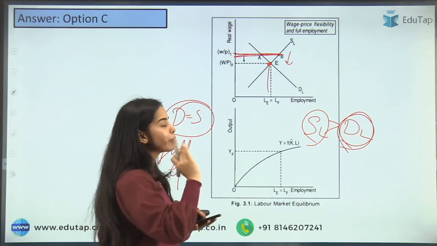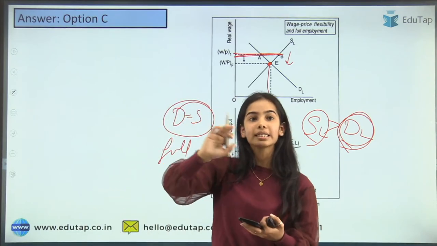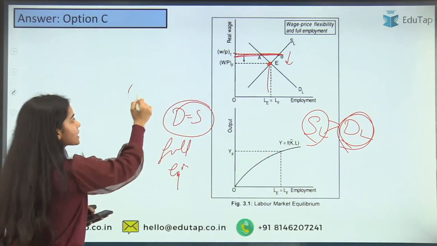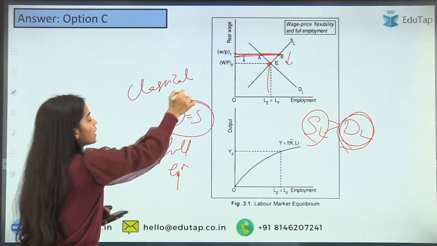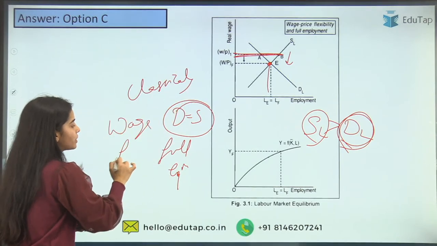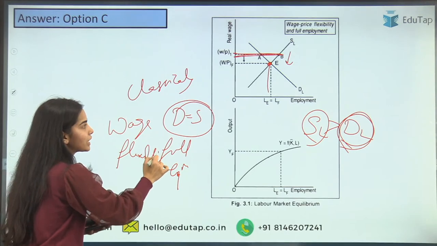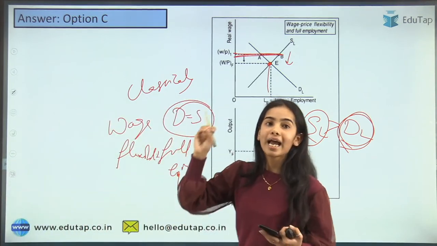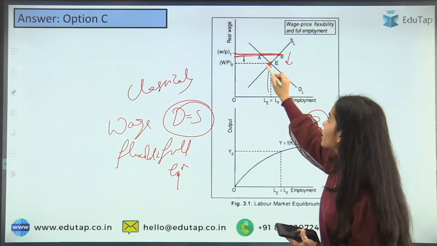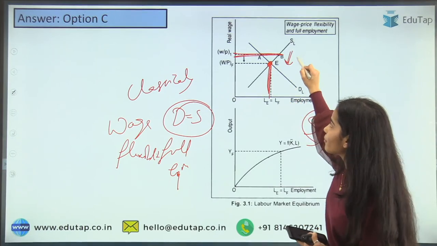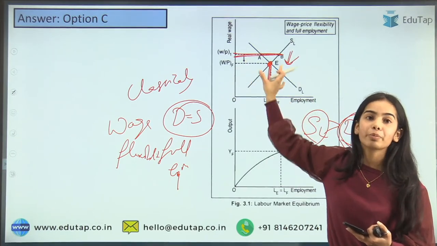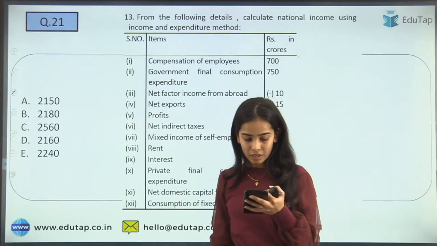Okay. So you have to think logically and you will easily be able to answer this question. And in classicals, how is this happening? Because of the wage flexibility. Because of the wage price flexibility, the wages can easily change and then the equilibrium will come at this point when the wages decrease and the demand will be equal to supply.